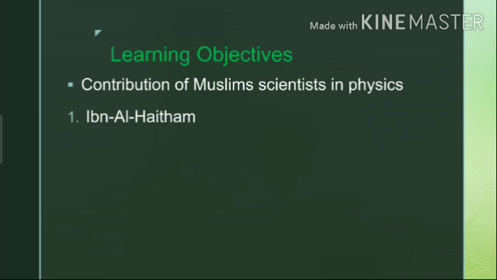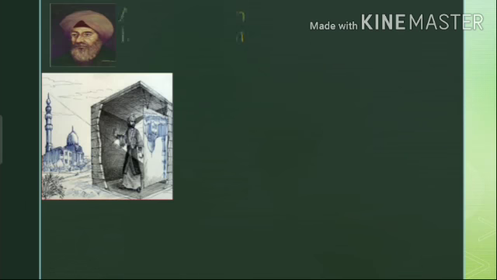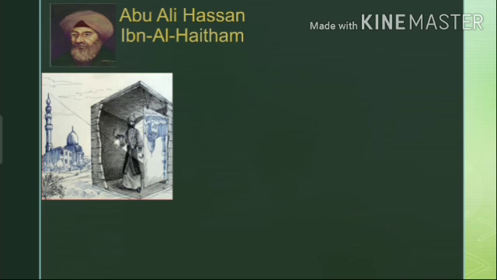Number 1, Ibn al-Haytham, number 2, Yaqub al-Kindi, number 3, al-Biruni, number 4, Dr. Abdul Salam, and number 5 is Dr. Abdul Qadir Khan. Let's start with Ibn al-Haytham. Students, I divided their contributions point-wise, which is very easy to understand.